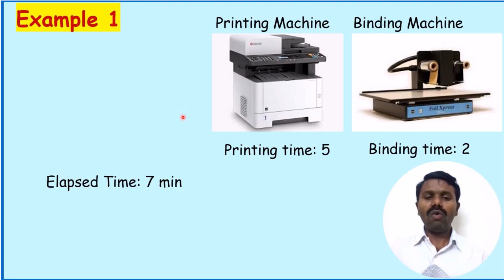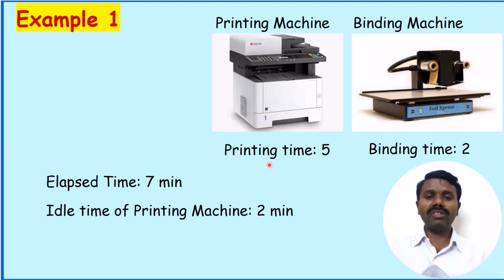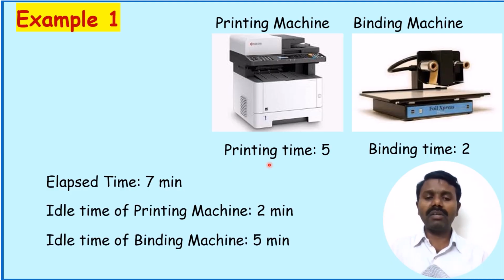And also when the printing machine is printing for 5 minutes, at that time the binding machine will be idle. So the idle time of the binding machine will be 5 minutes. And when the binding machine is doing binding for 2 minutes, the printing machine will be idle. So the idle time of the printing machine will be 2 minutes and of the binding machine 5 minutes. In this way, for any job sequencing problem, we need to calculate the elapsed time as well as the idle time.